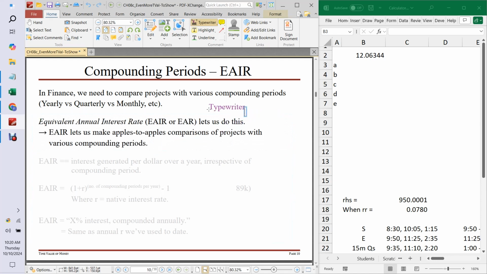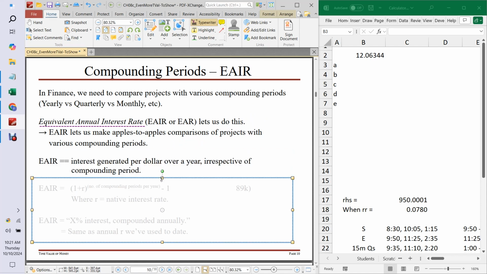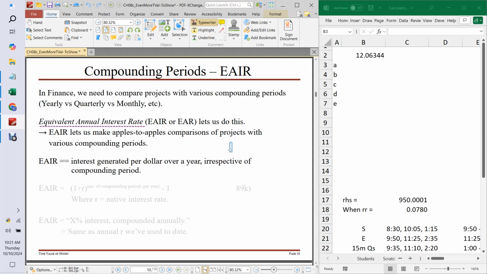So first of all, what does EAIR stand for? It stands for equivalent annual interest rate. Some textbooks call it EAR. Most of them call it EAIR. Good to know both, maybe. And again, this is the thing that is going to let us make apples to apples comparisons of projects with different measurements of time, different compounding periods. So definition of EAIR, which is really cool if you're a finance nerd.